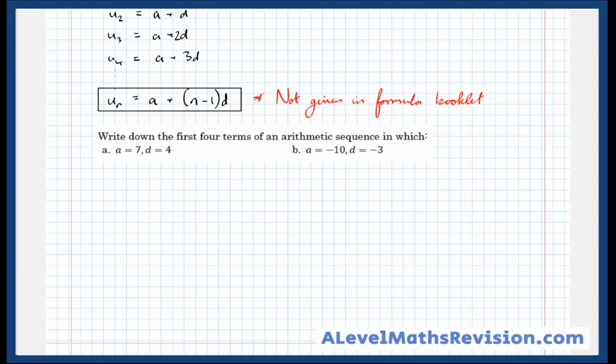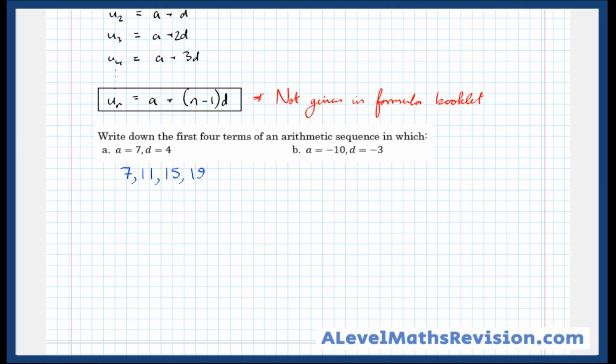And there it is. Write down the first 4 terms of an arithmetic sequence in which A, the first term, is 7, and D, the common difference, is 4. So this one's relatively straightforward. So the first term is 7. The common difference is 4, so to add 4 gives us 11. Then we've got 15. Then we've got 19. Nice and easy with that one. Just practicing using the terminology and notation.